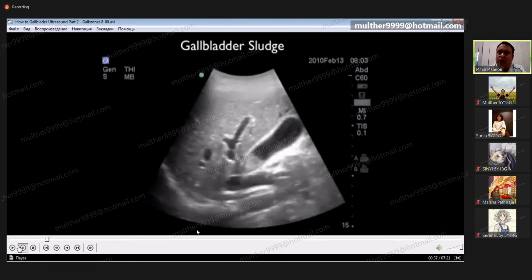The previous stage before the formation of the stones is the formation of the sludge. Sludge is very, very concentrated fluid, and it's the condition between the fluid and the stone. It's like a toothpaste condition.